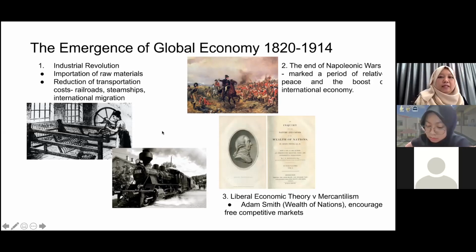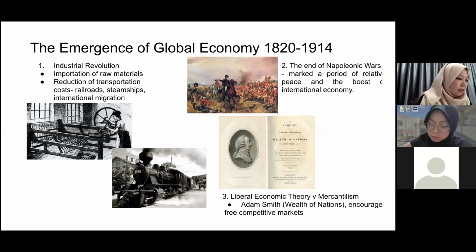And also at that time, the emergence of the global economy from 1820 until just before World War I was also because of the end of the Napoleonic Wars. Okay, again, relative peace boosted the international economy. So you can imagine at the time business flourished very well before 1914, and that was because of the international cooperation that they had during that time.